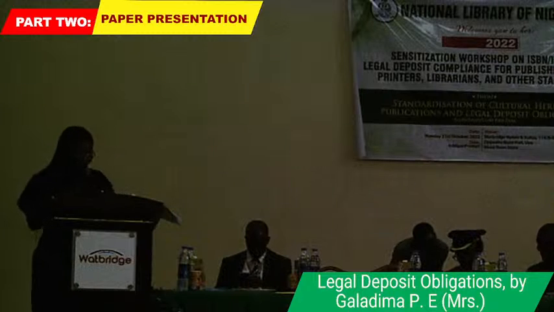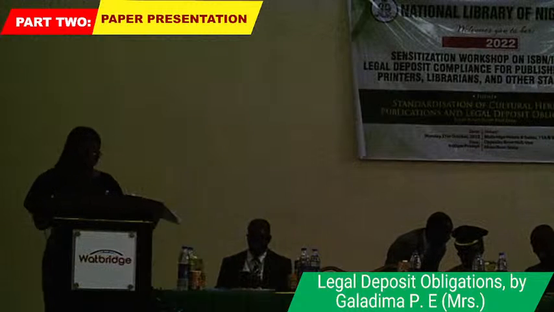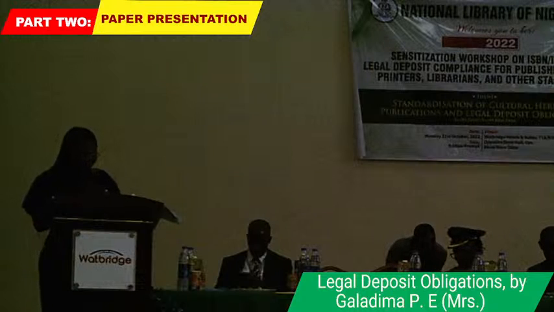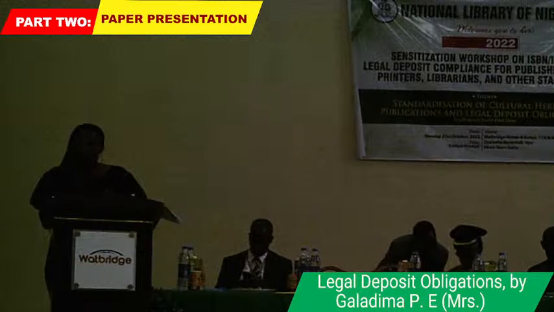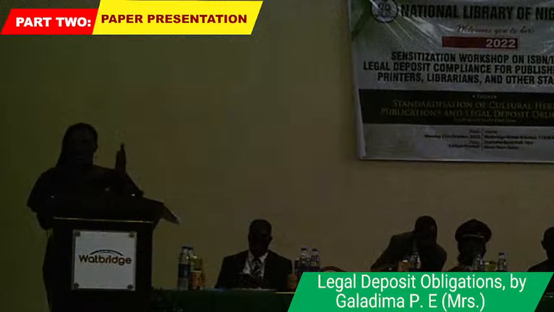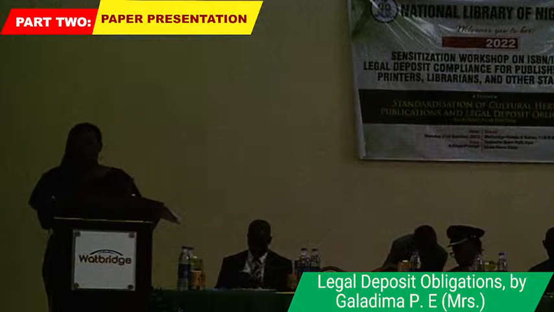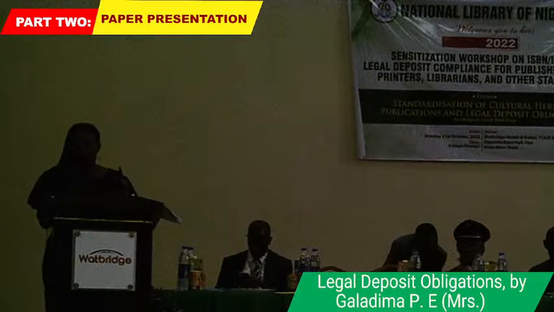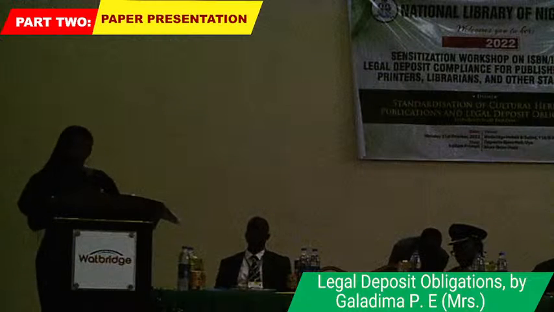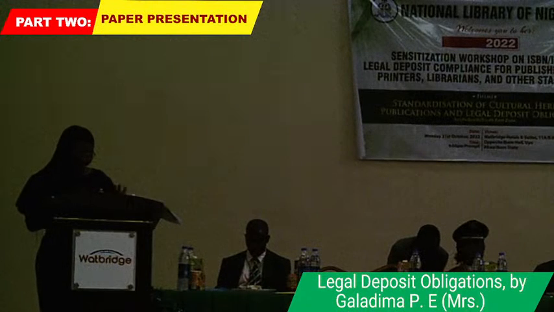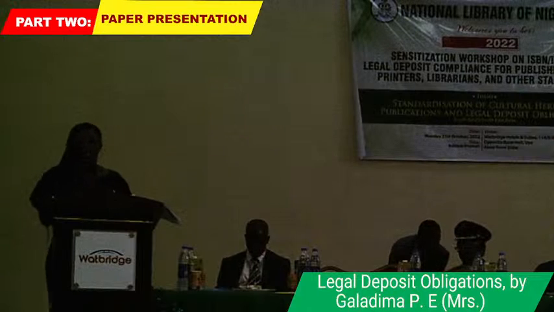Bibliographic control of the nation's publications, which my colleague has talked about, so I will not dwell much on that. Because of bibliographic control, the National Library is supposed to give the statistics of the number of materials published in Nigeria by state and year, but because we don't have compliance, we can't give that detail. The next one is legal deposit materials collected are processed and listed in the National Bibliography of Nigeria, which is circulated both locally and internationally.